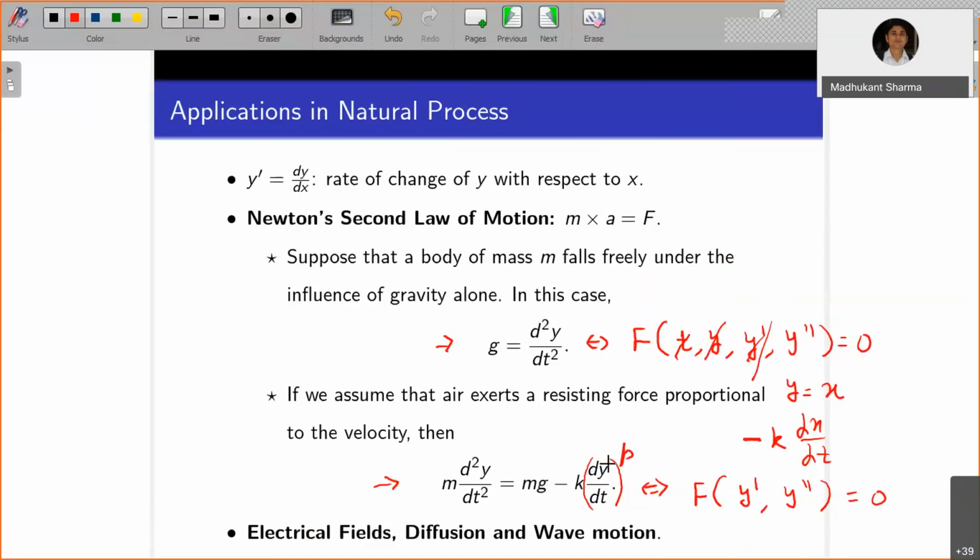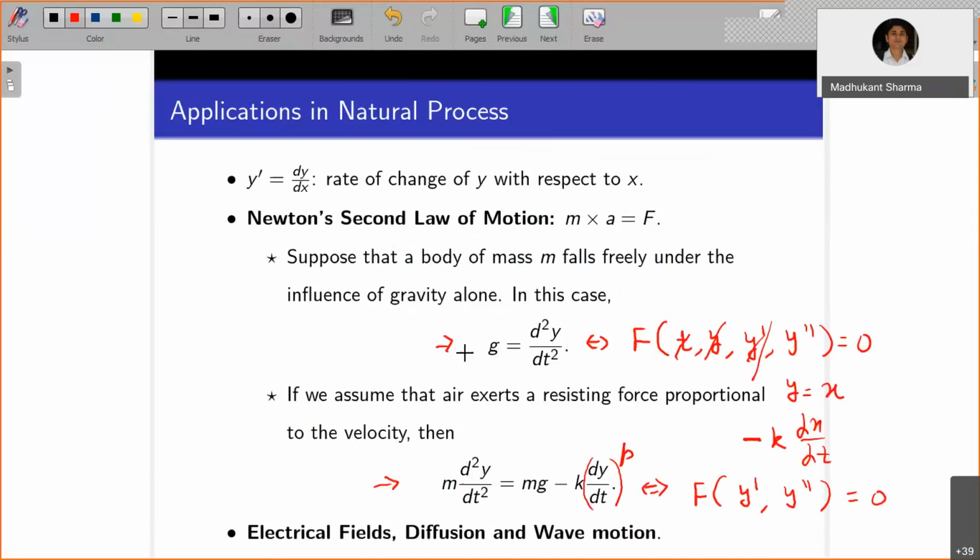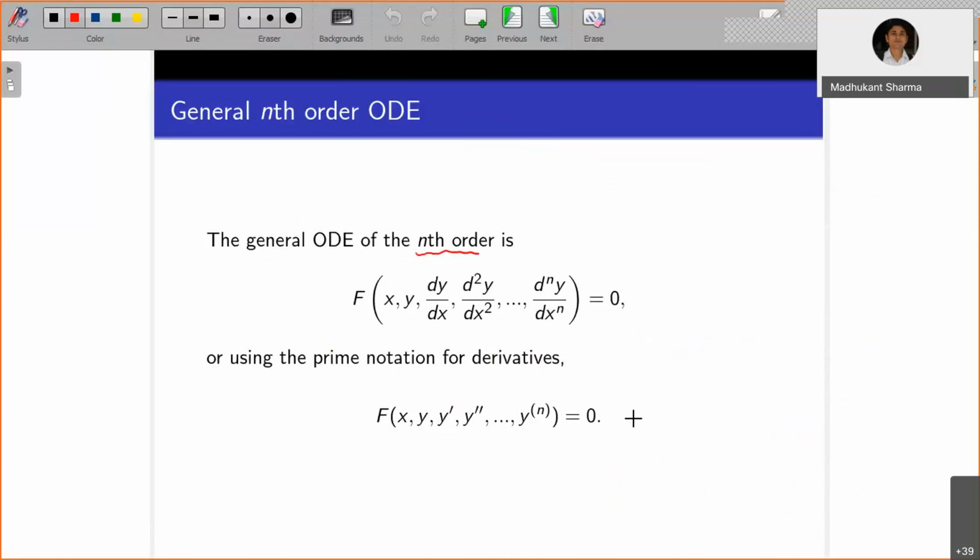So the general nth order ODE is called nth order because the highest order derivative is of nth order. The previous differential equations, this and this, are both of second order, because the highest order derivative is of order 2. Now, one more thing: suddenly here x has been changed to t, and t has been changed to x, because from here on we are going to consider y as a function of x only.